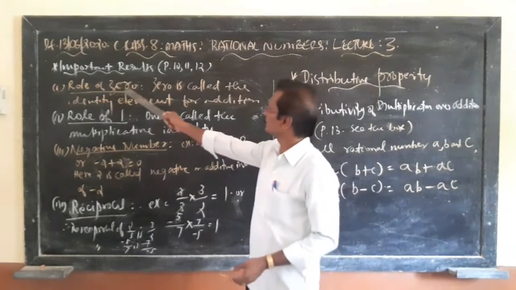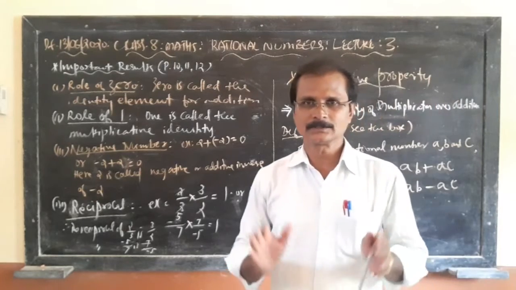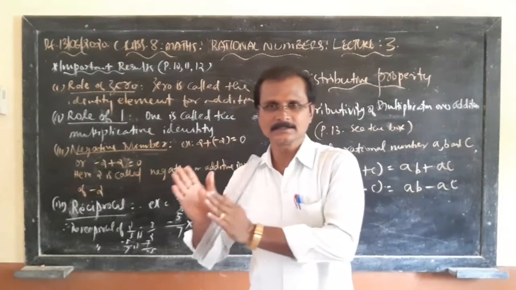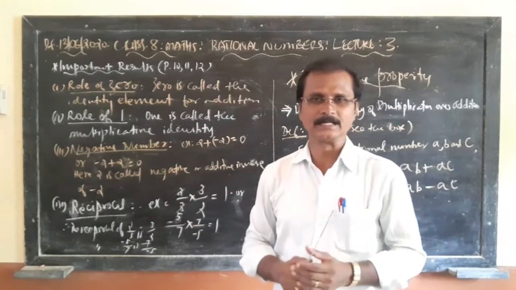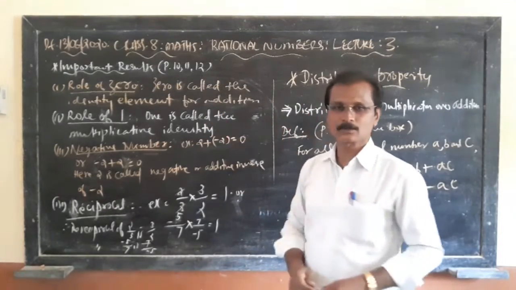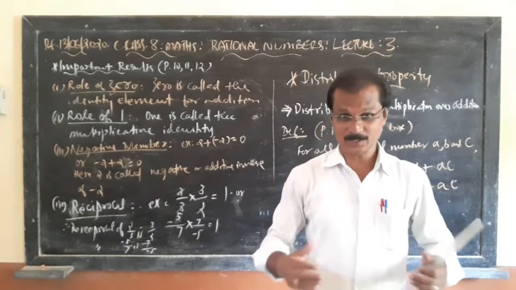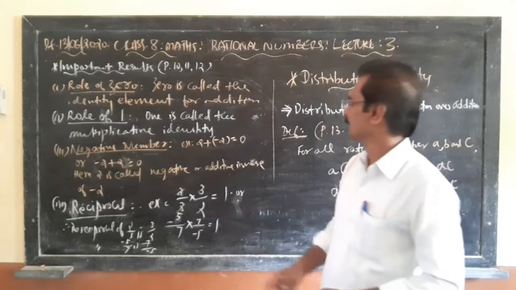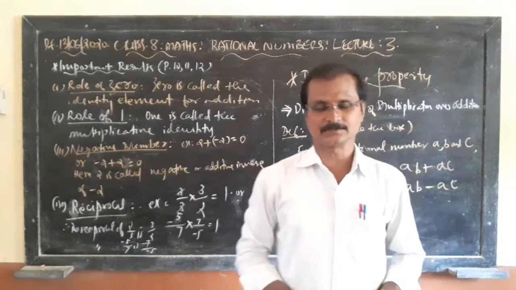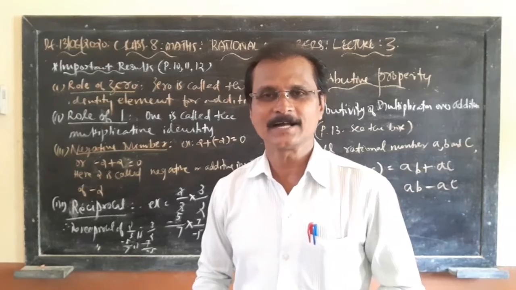First one is the role of 0. Number line, you know the position of 0 between the positive integers and the negative integers. In the middle, 0 is there. What is the role of 0? 0 is called the identity element for addition. Usually we call 0 the identity element for addition.